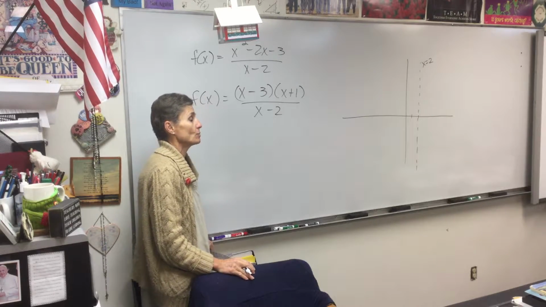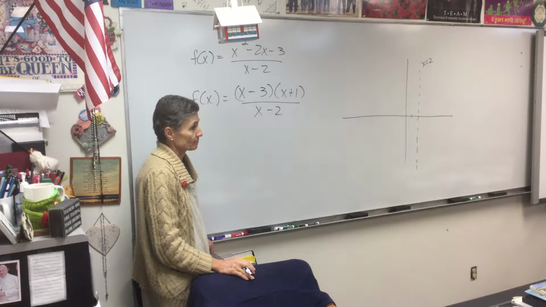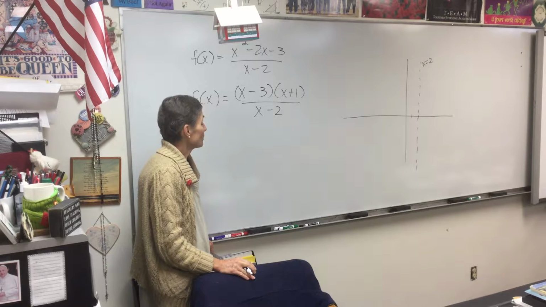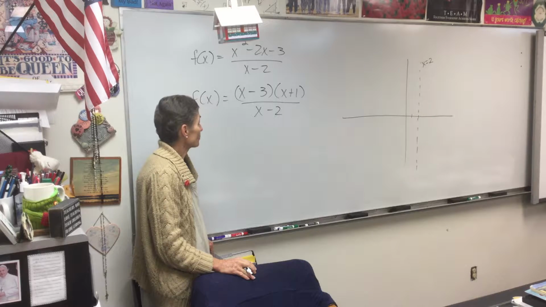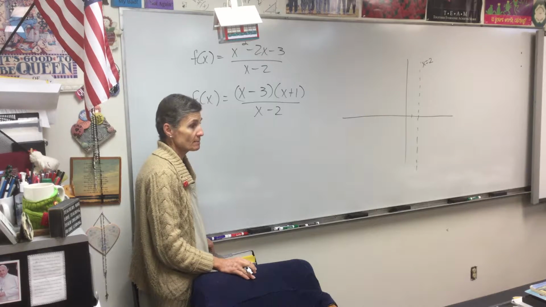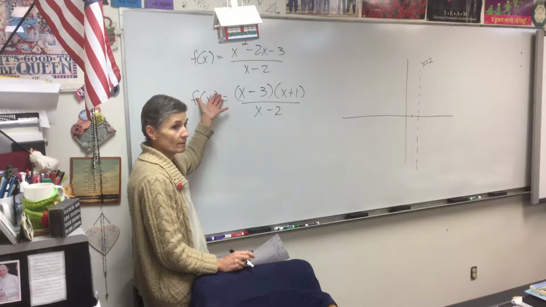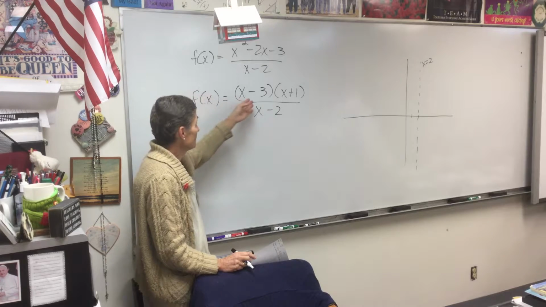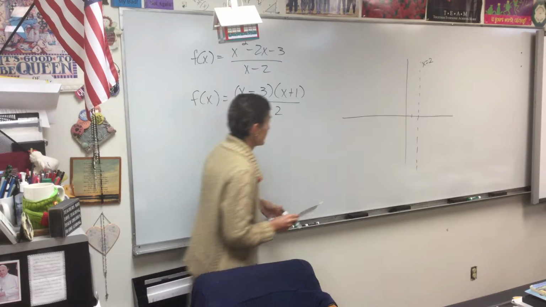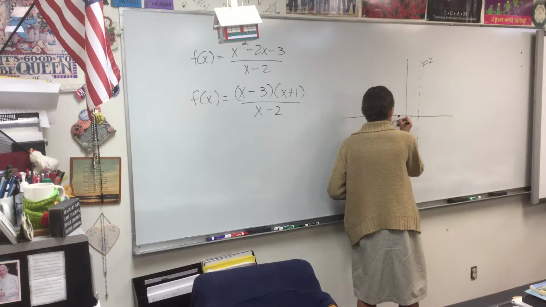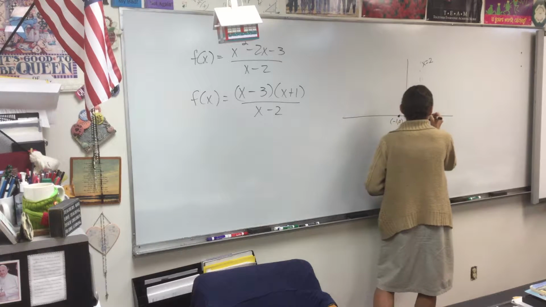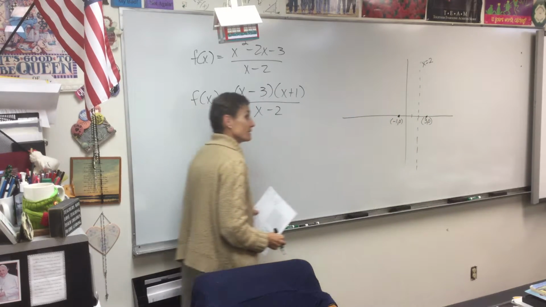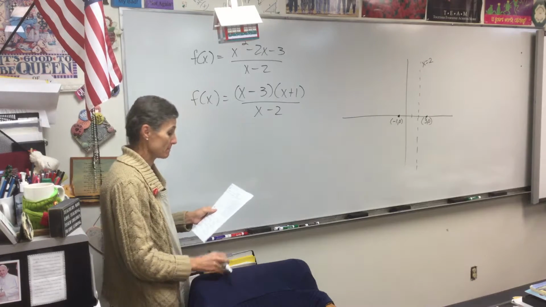Are there any zeros or x-intercepts? Where are they? How do we find the zeros of the x-intercepts? We put a 0 right here, right? So what happens to the denominator? It goes away. What are the zeros? 3 and -1. They are points, -1, 0, and 3, 0. Those are my zeros. My x-intercepts, remember, zeros are x-intercepts, they are points.